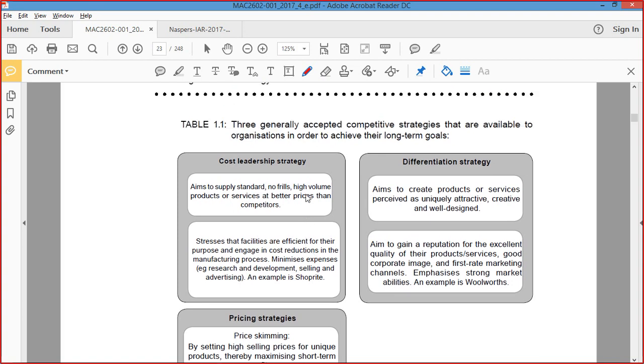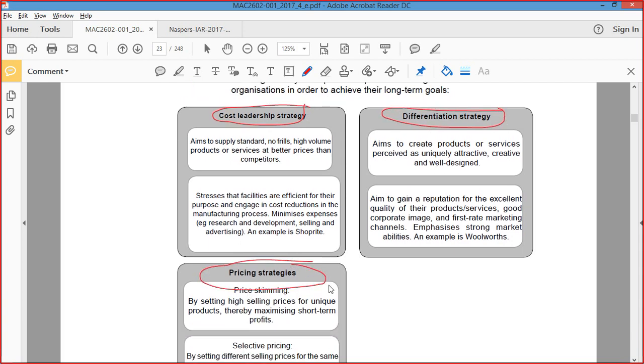Yes. So there's two or three different strategies here. They talk about cost leadership, they talk about differentiation, and they talk about pricing. So where would you put your business?